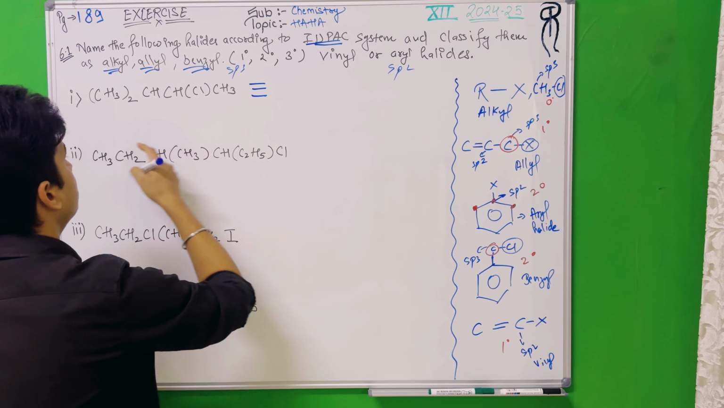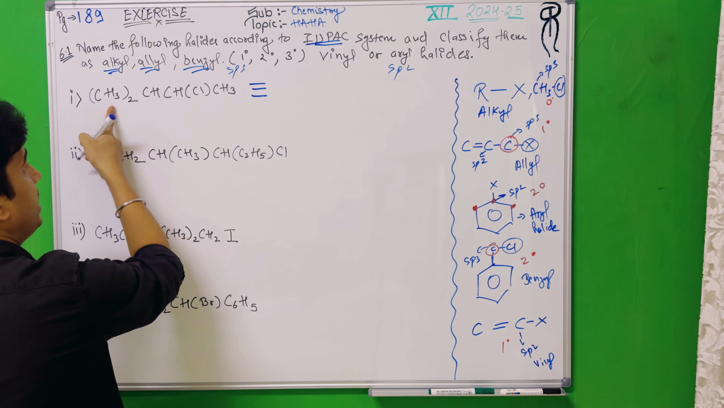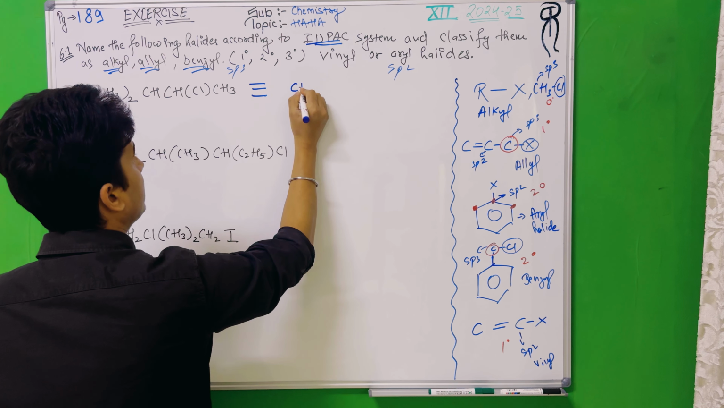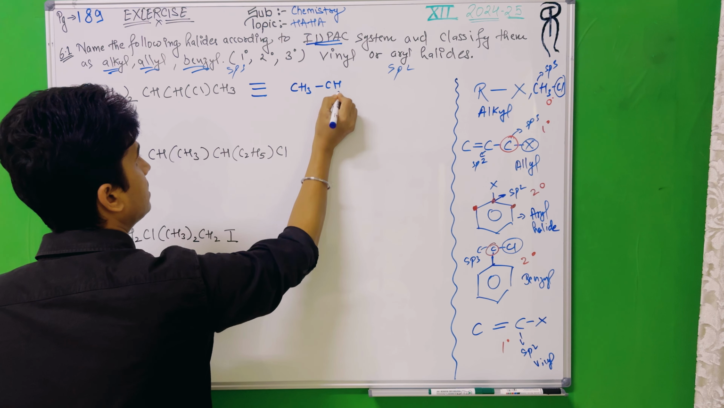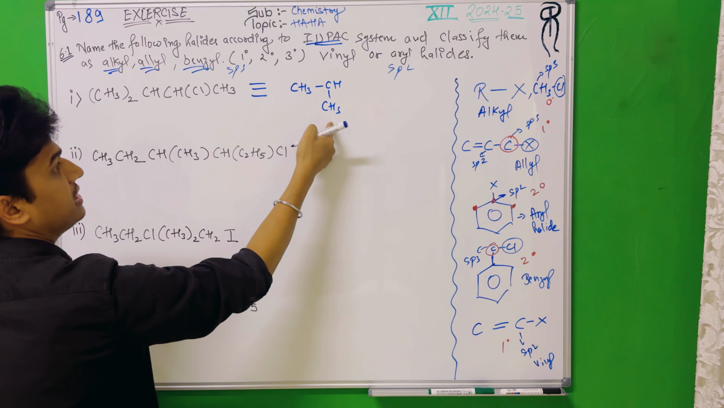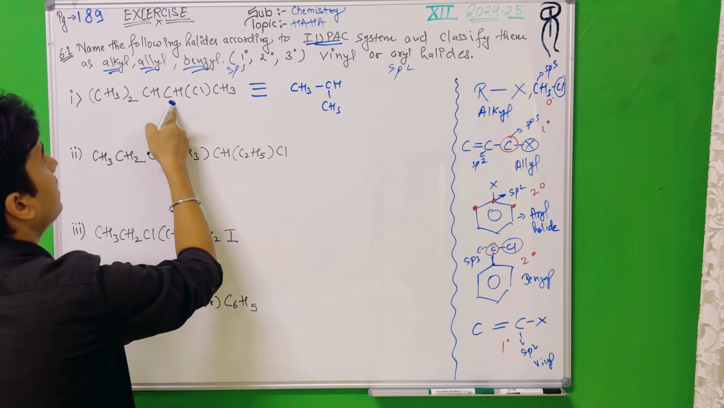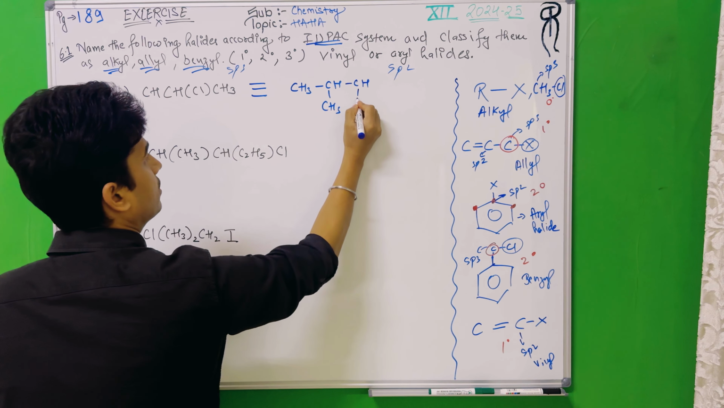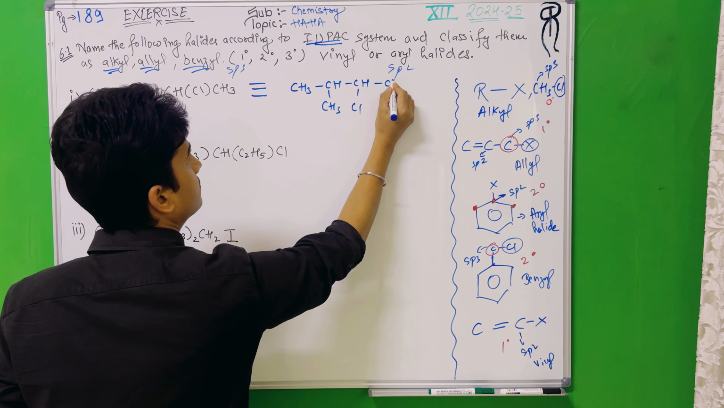So I'll just write the similar structure. Whatever is present in the bracket, that means it is attached to this front carbon. So CH3 CH CH3. See, this was the CH, these are the two CH3 which are present in the branch form. Next, again there is CH and it is attached to a chlorine and CH3.